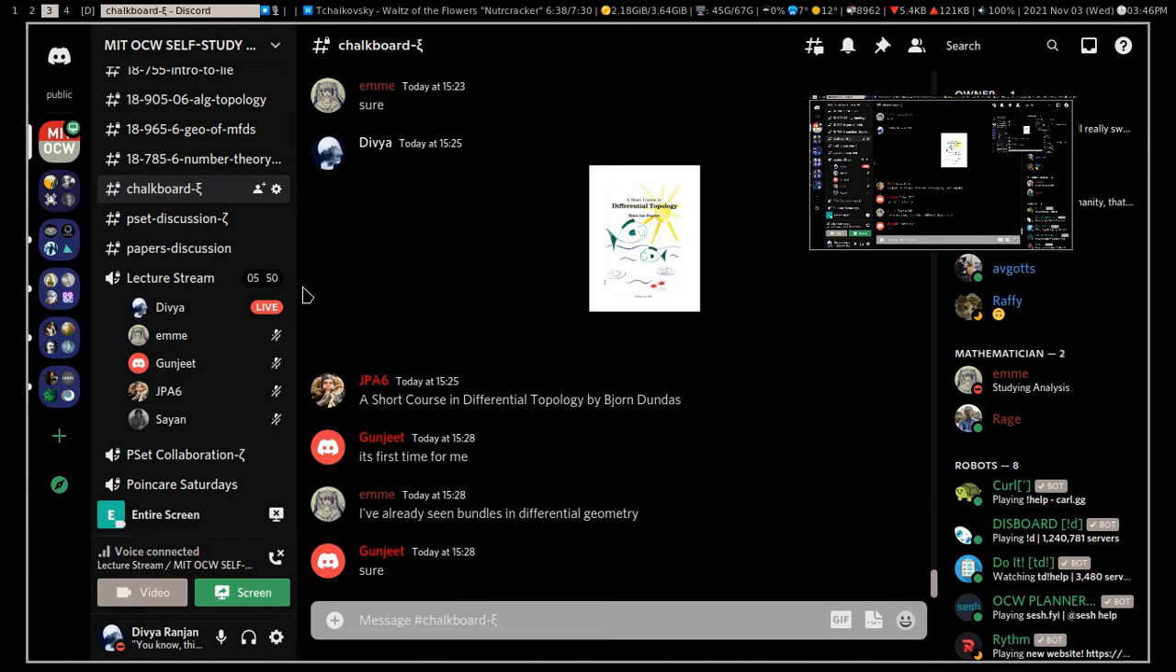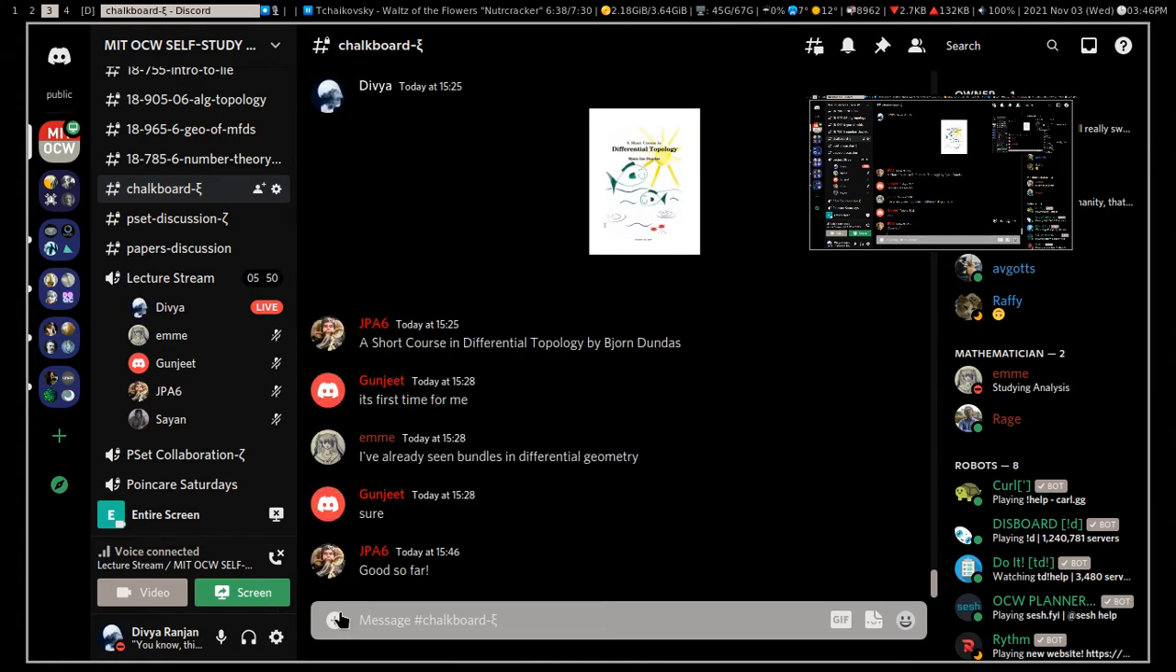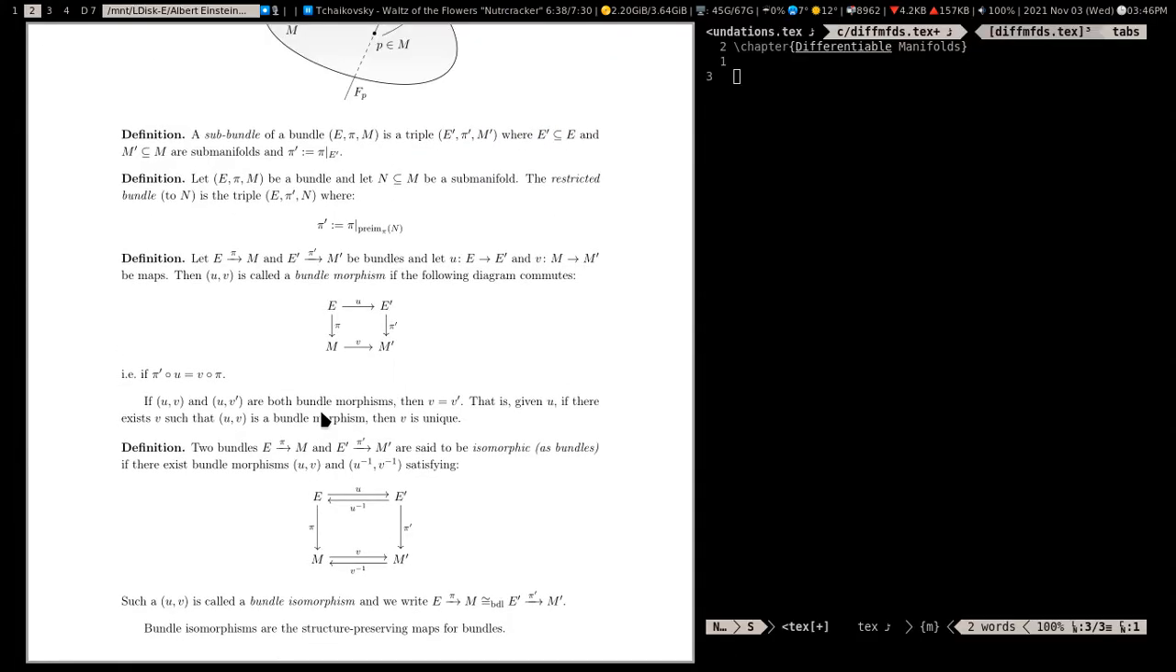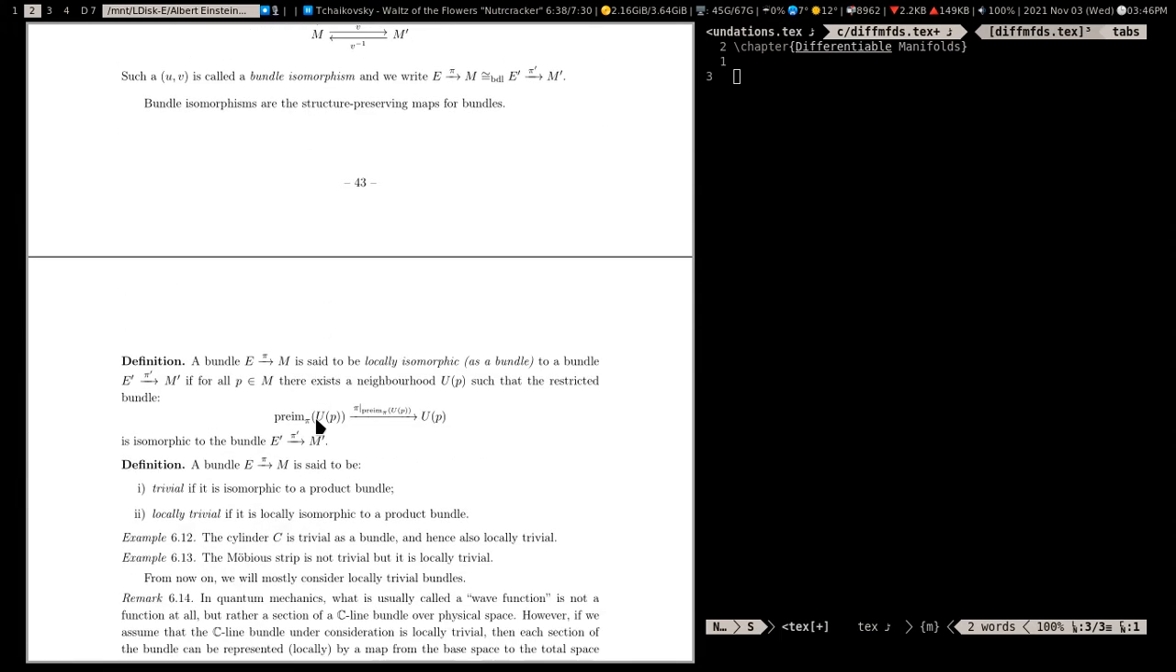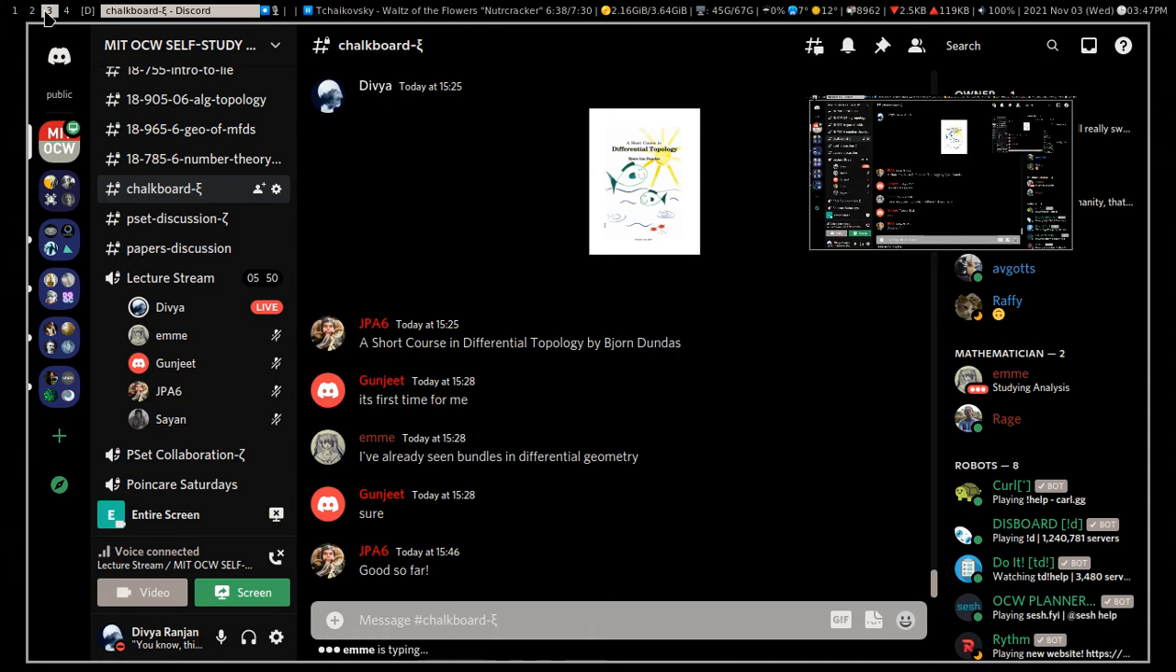Everyone good with it? Well, I don't know. Maybe I'll ask something. Why do you think the Mobius strip locally looks like a cylinder? It gave a very brief hint, but still, I would like an explanation. Why does it look like a cylinder locally?